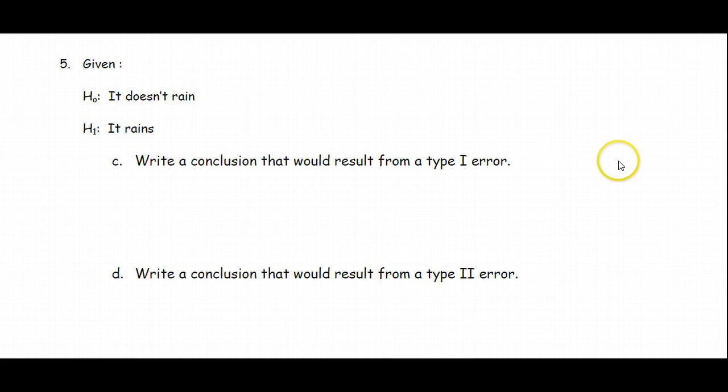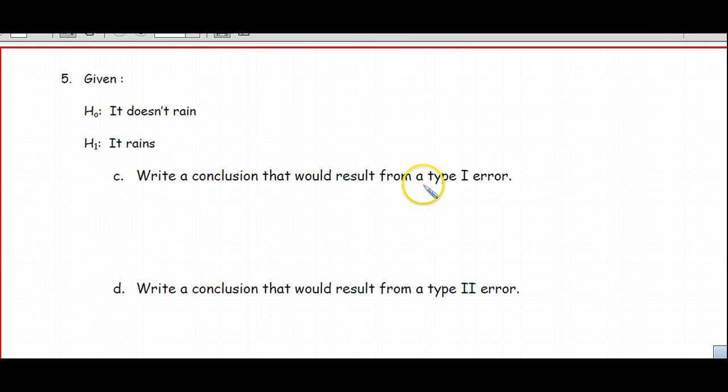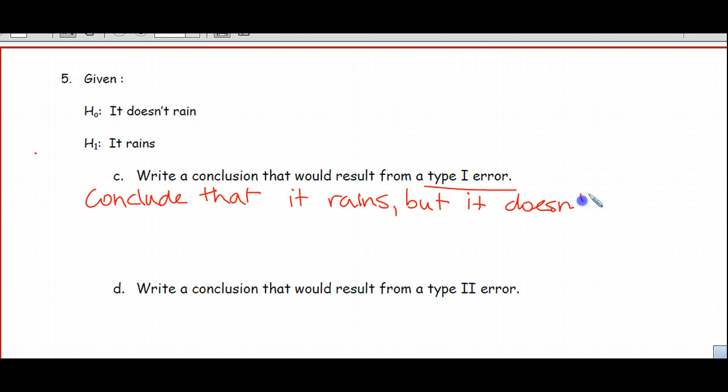Let's try another one. Number 5: given the null that it doesn't rain, H1, the alternative, I say that it does rain. Write a conclusion that results from a type 1 error. So type 1, with my finger, don't cross it out literally on your paper. I hold the finger over it. I conclude that it rains, but it actually doesn't rain.